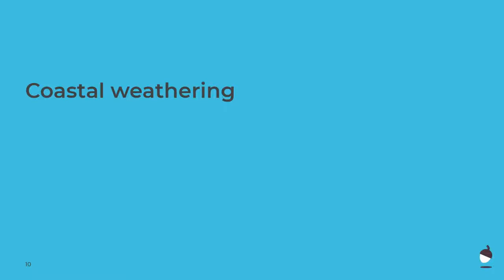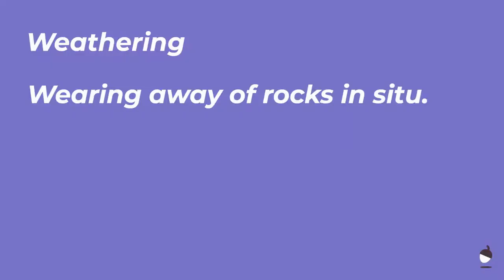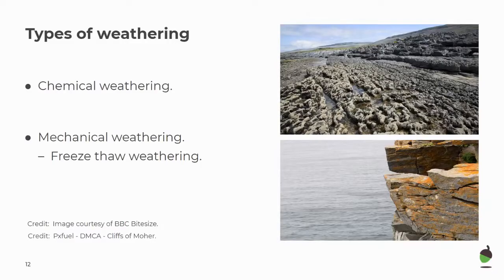Next, we're going to move on and have a look at coastal weathering. So coastal weathering is different from erosion because weathering is the wearing away of rocks in situ. In situ means where it is. It will be a good idea to pause the video and just jot down this definition now. It's different to erosion because with erosion, the material is worn away and then transported away.